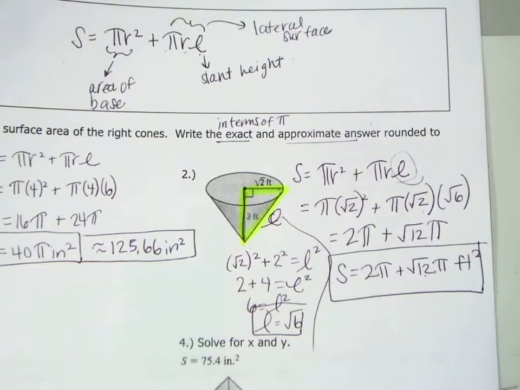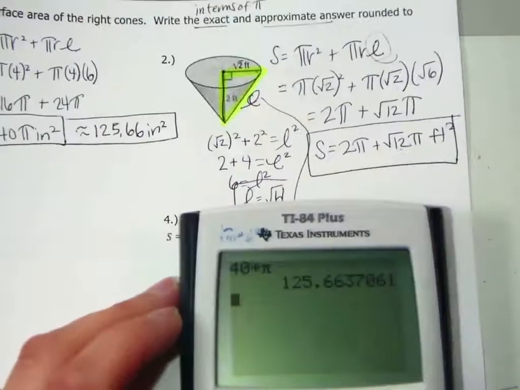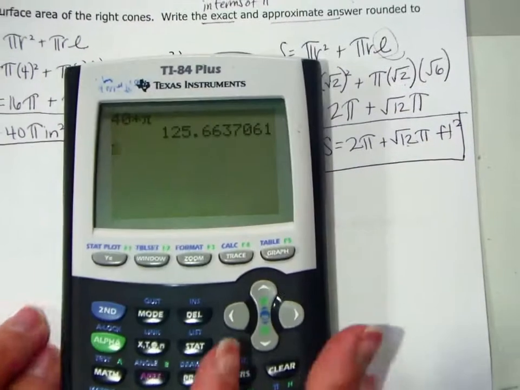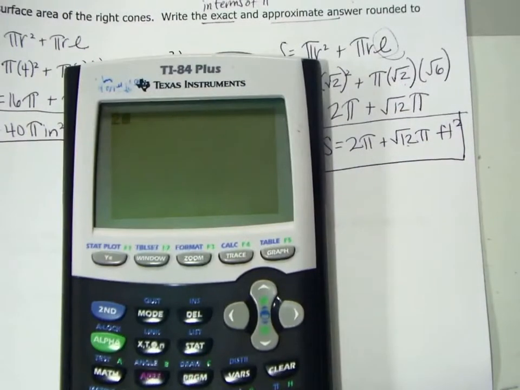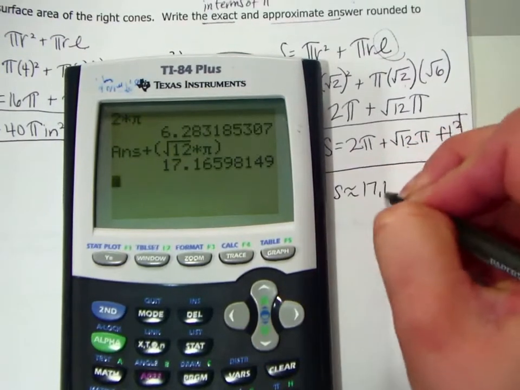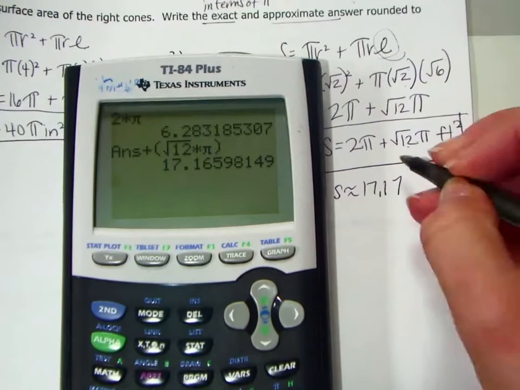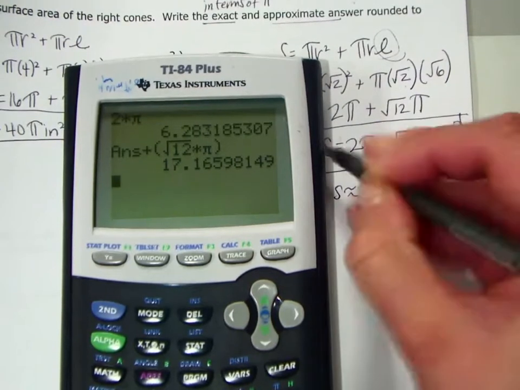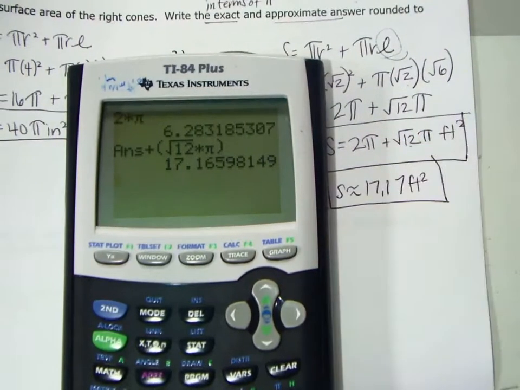To approximate this as a decimal, again, grab your calculators. Here's what I would enter. I would do the 2 times pi, hit enter, and then I'm going to add that, and then in parentheses I'll do radical 12 times pi, close my parenthesis, and that gives me that the approximate answer is 17.17 feet squared when I round to the hundredths place.